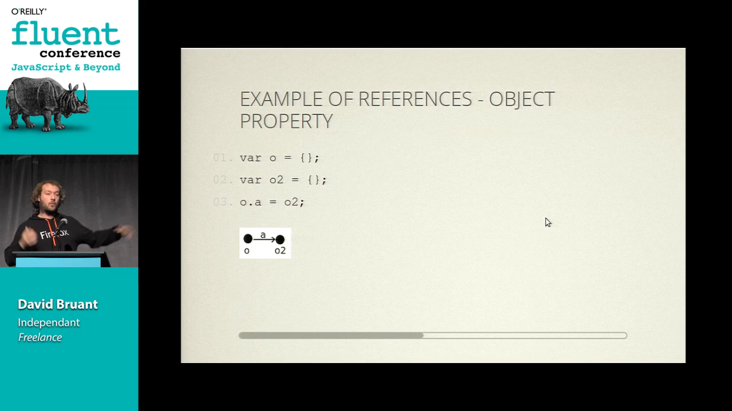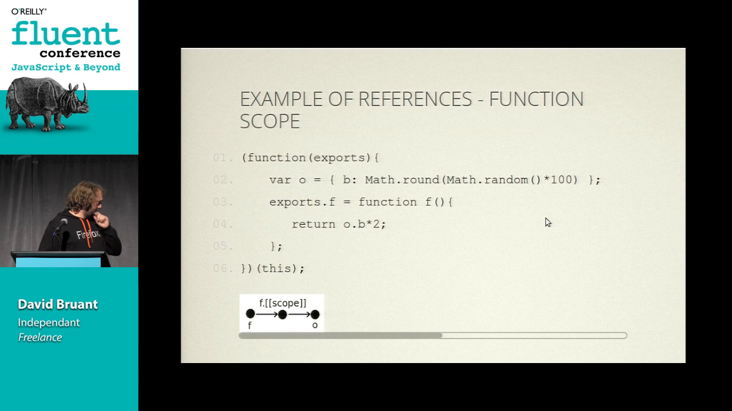So in JavaScript, how do you make a reference? Well, one way to make a reference, for instance, is if you have two objects, and one has a property that links which value is the other object's. Here you have a reference.